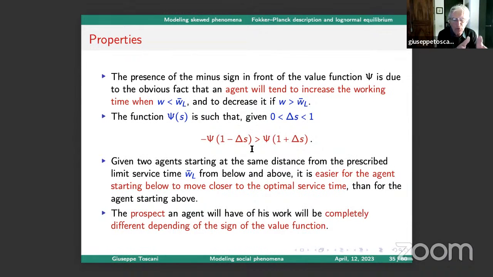I will do a different example of this fact if I have time. In other words, and this is the connection with prospect theory, the prospect an agent will have of his work will be completely different depending on the sign of the value function. If you are above, then you have to shorten your time, and so you have to work much more. If you are below, you can relax. So the situation is completely different.